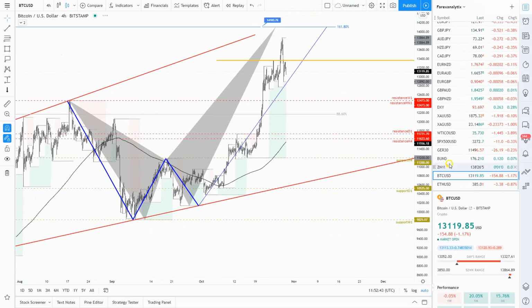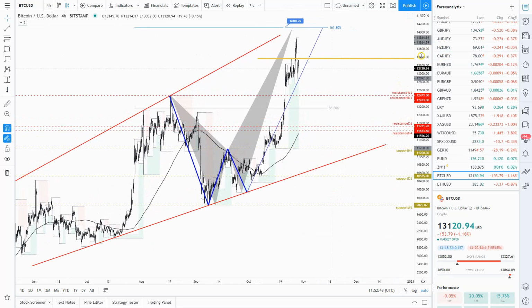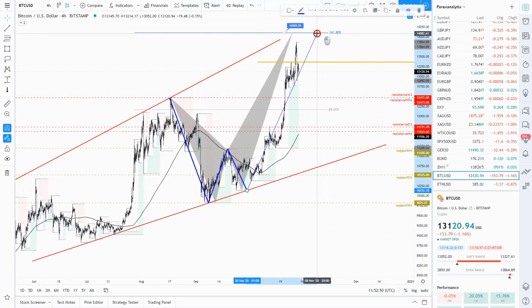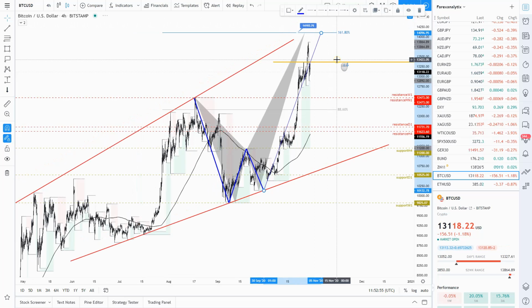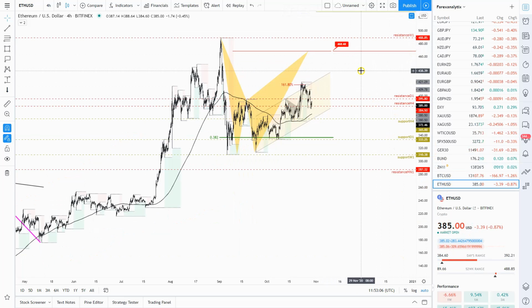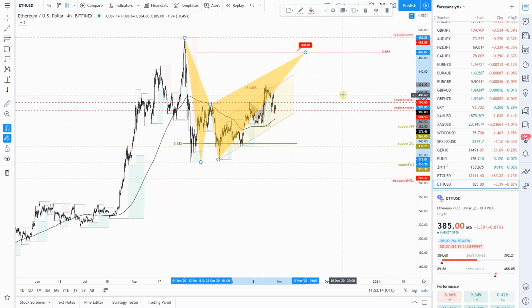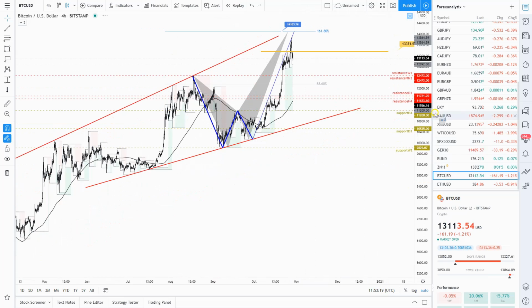With Bitcoin and Ethereum, I have Bitcoin with a bearish crab pattern projected at 14103. And I have Ethereum with a potential bearish bat pattern at 468, but this one I'm not so sure about. Let's wait and see how the market will behave there.